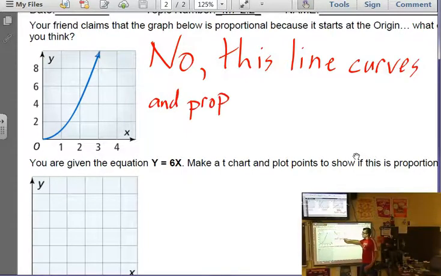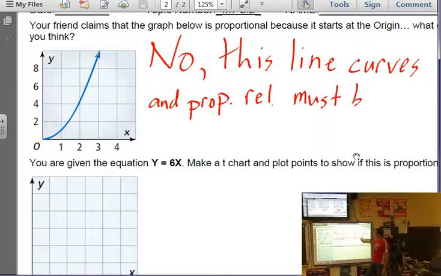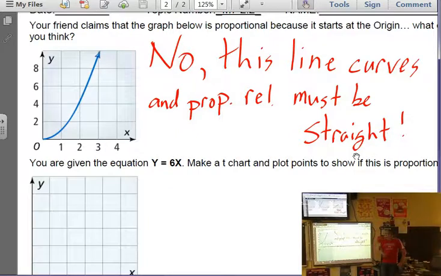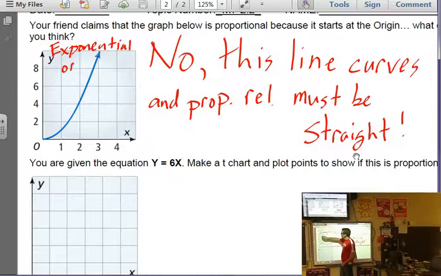and is not proportional. Guys, we should be writing. It's very obvious for me to see when you're not writing. Proportional relationships must be straight. So this is actually, if you want to know, you don't have to write this down, it's either exponential or it's quadratic. But actually, most quadratics are exponential. So if you want to have a name for that type of graph, that would be an exponential graph, which uses an exponent, like a power.